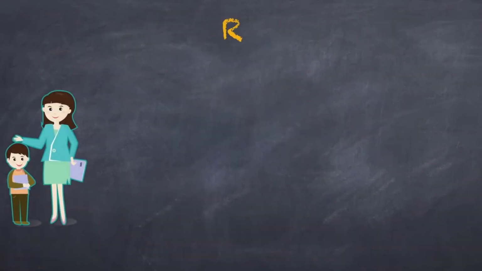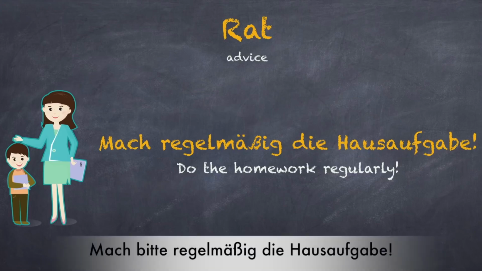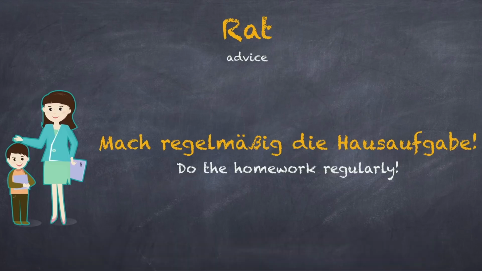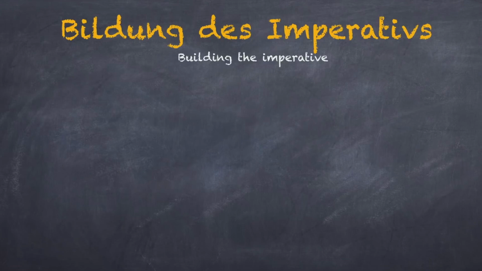Here's another example. Mach regelmäßig die Hausaufgabe. You can make this more polite by adding bitte to the sentence. Mach bitte regelmäßig die Hausaufgabe. Great! So these were a few cases where you use imperative. Now let's see how to build imperative.